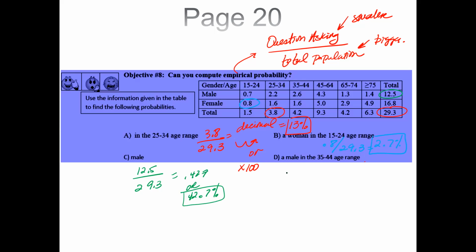Okay, for D, it says a male in the 35 to 44 age group. So in that case, you will have 2.6 divided by the total, 29.3, which is going to give you 0.089 or 8.9%. So what they're saying is that 8.9% of the people surveyed are between the ages of 35 to 44, but they're also guys, which is less than 10%.